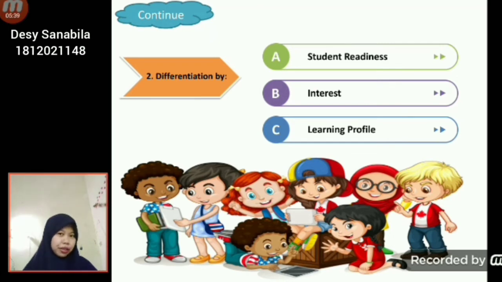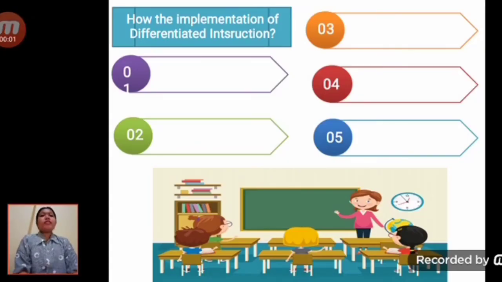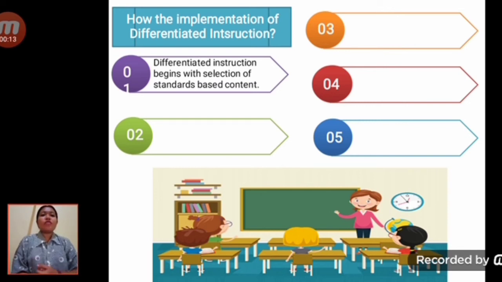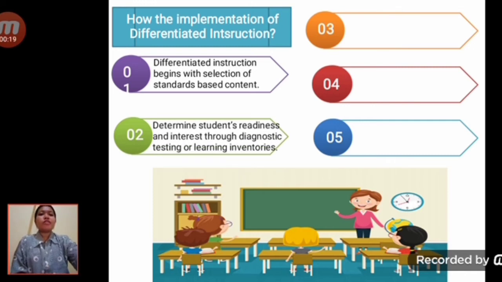Time is yours. How the implementation of differentiated instruction. There are 5 steps of how to differentiate instruction in a classroom. The first step is differentiated instruction begins with selection of standard-based content. The second step is determine students' readiness and interest through diagnostic testing or learning inventories.